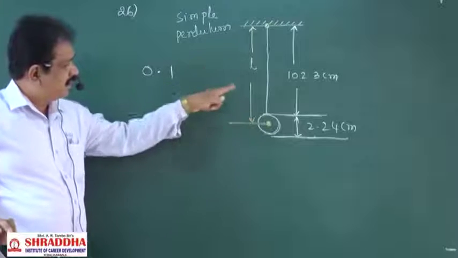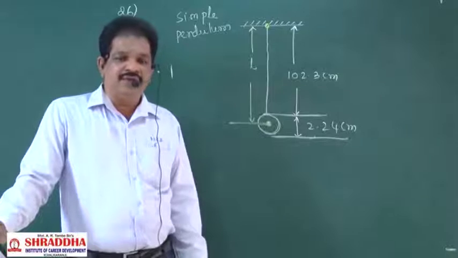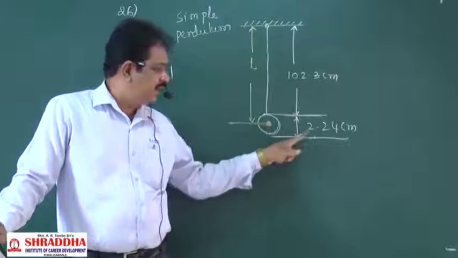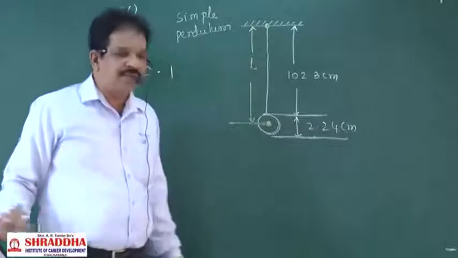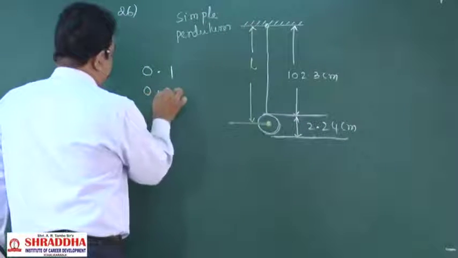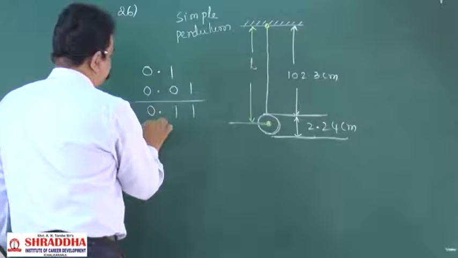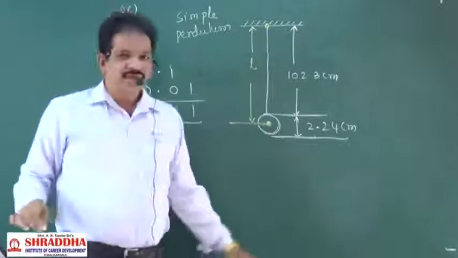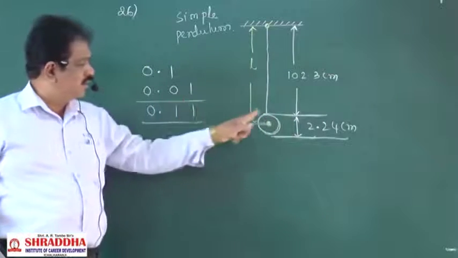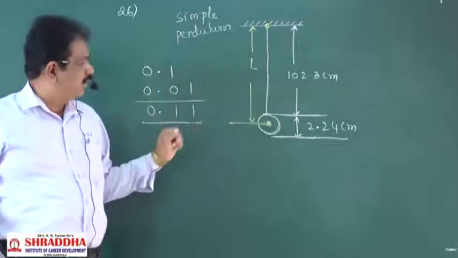So in the measurement of length, what is the maximum possible error? 0.1. This is measured using the screw gauge, because after the decimal point 2 digits are there. So this value 0.01. So 0.11. Error in this will be 0.01, error in this will be 0.1.